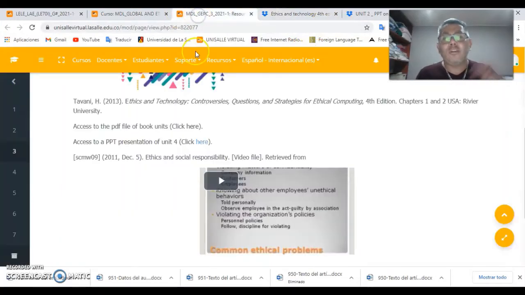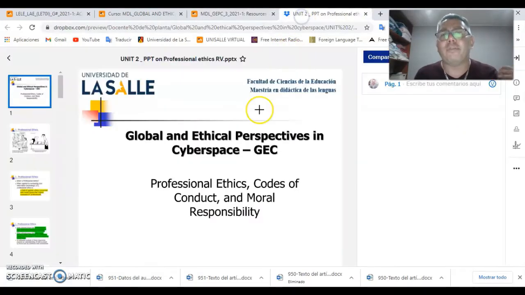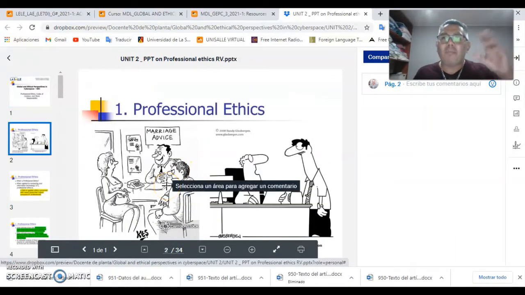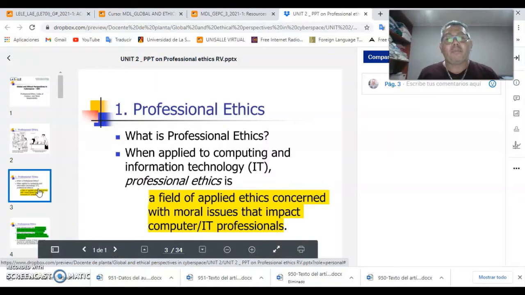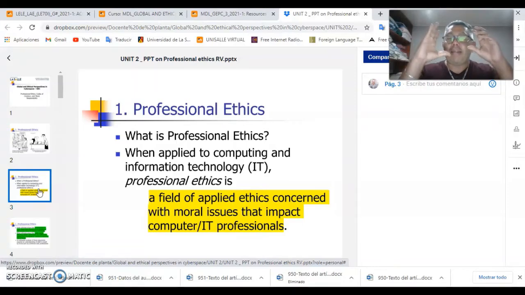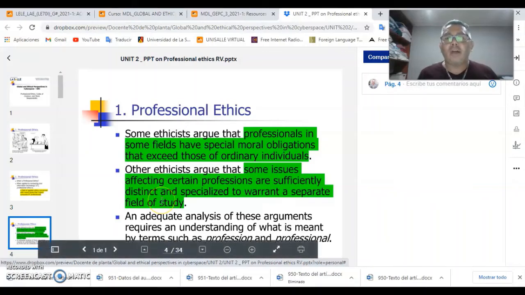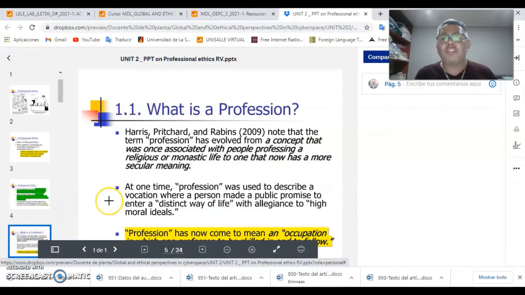Okay, the second resource that you have is a presentation that I have created where I have tried to summarize, to synthesize the main ideas that I want us to have. There are some images that I used as examples, as invitations to connect our creativity, but also our critical thinking. I start talking about professional ethics and the idea that professional ethics is an aspect or a field of applied ethics or cyber ethics. We also talk about whether or not professionals have ethical or moral obligation. It's important to have that discussion.